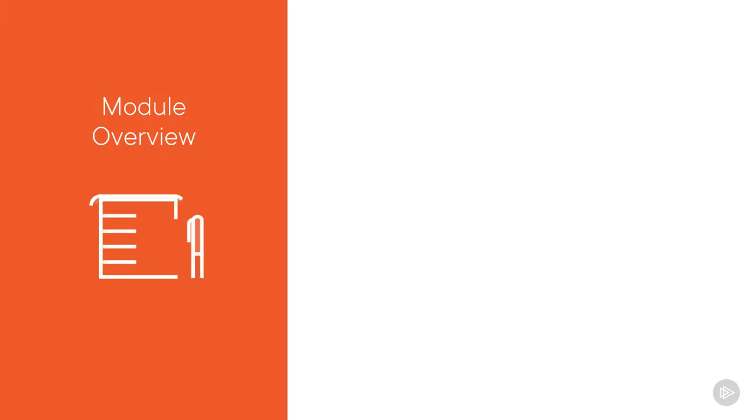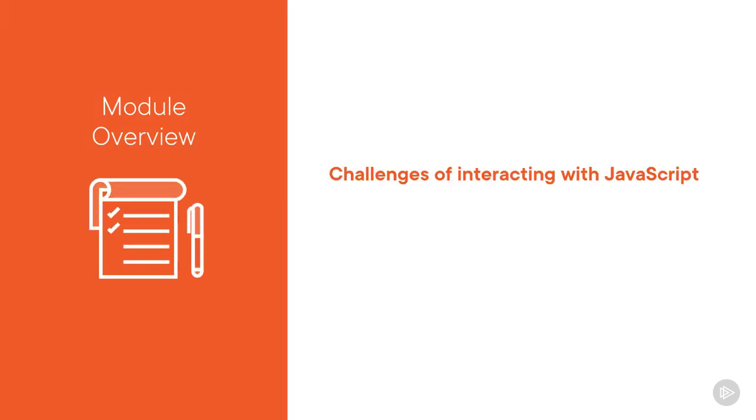Here is the plan. In this clip, we are going to look into the challenges of interacting with JavaScript code. In the next clip, we are going to see how to send data from our Elm shopping cart to JavaScript code. Finally, the Elm shopping cart is going to receive data from JavaScript code.